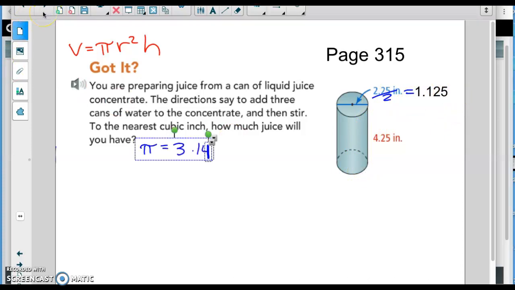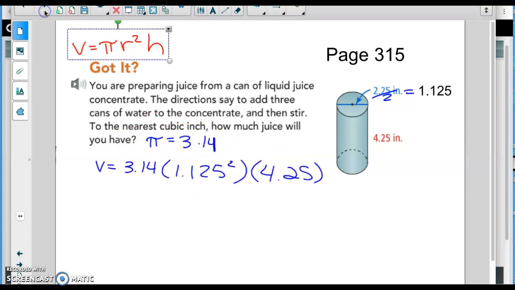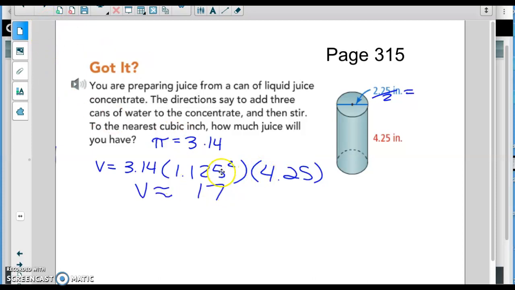We're going to use 3.14 for pi. Now, it doesn't say to leave it in terms of pi, so we're just going to assume that this is what we do. I'm going to input everything. So here we go. Volume is 3.14, that's pi, times radius squared. Radius is 1.25 squared, times 4.25. So I'm just going to put that in my calculator, just like I was doing with surface area. And I'm going to get, this time, around 17 point something.